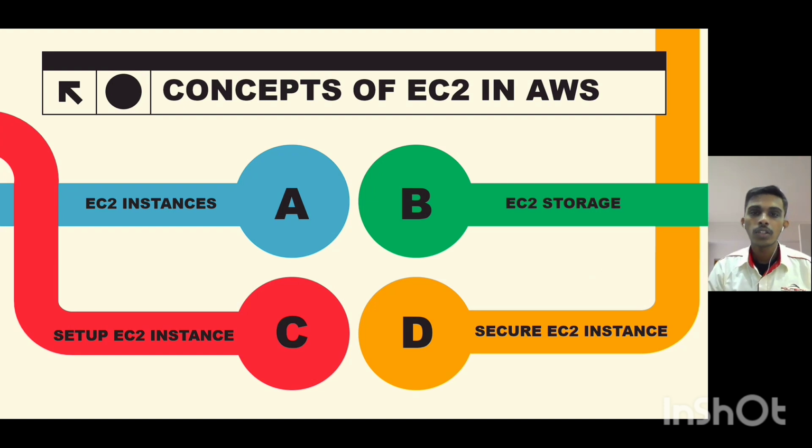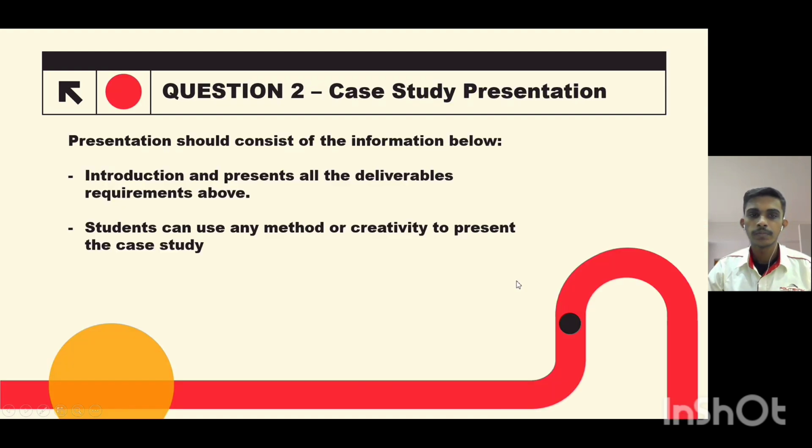So there are 4 concepts of EC2 in AWS. A, EC2 instance. B, EC2 storage. C, setup EC2 instance. And D, secure EC2 instance. This is question 2.